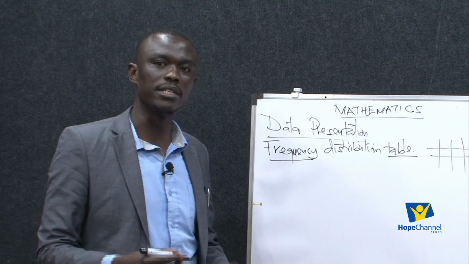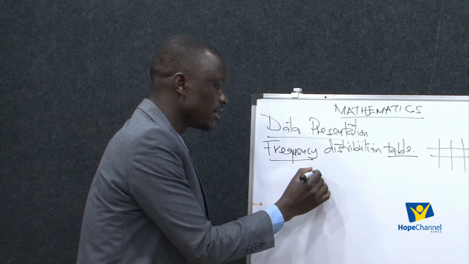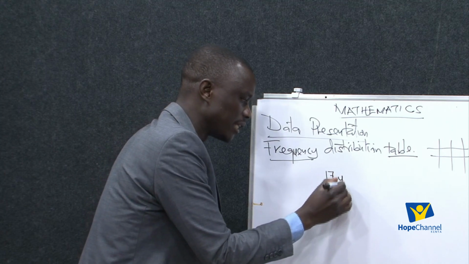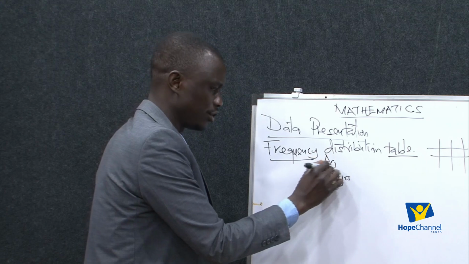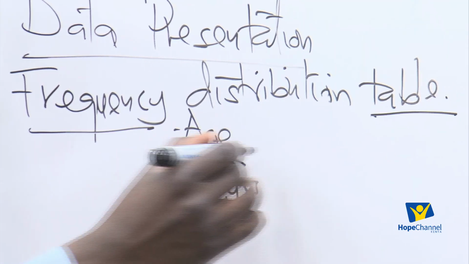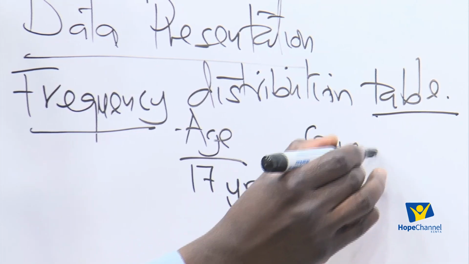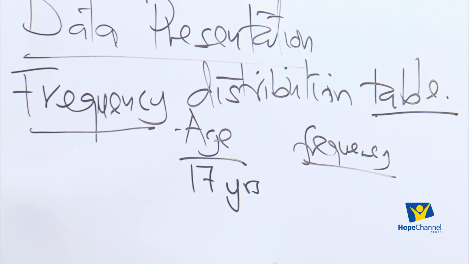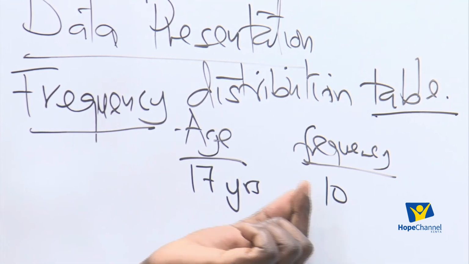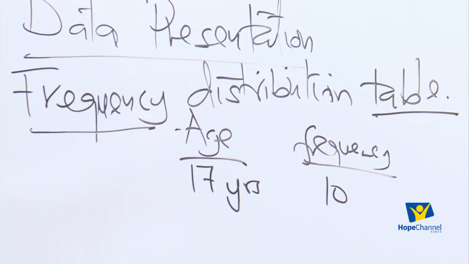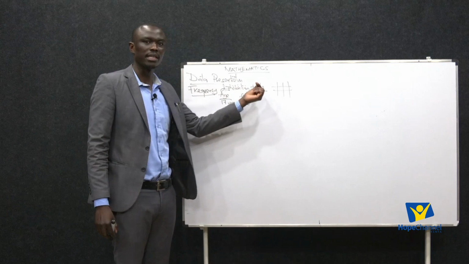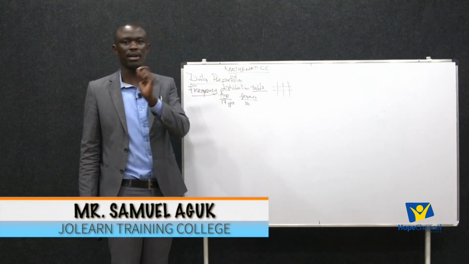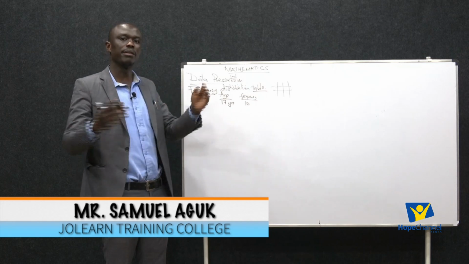For example, if we say that in a class there is age 17 years, so we'll be asking, this is the age, 17 years. Then frequency in this case is how many students in this class are 17 years. If we found out that 10 students are 17 years old, then definitely 10 becomes the frequency. So a frequency distribution table is just a table that is showing how frequencies are distributed within the observation.